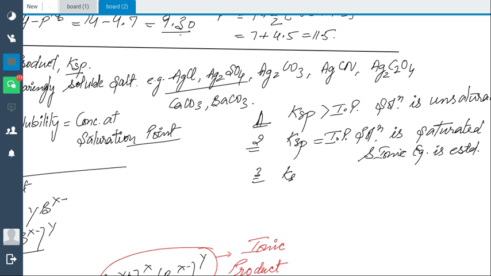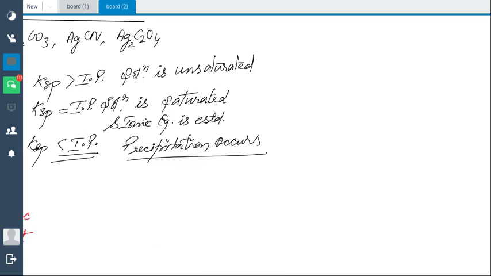Third case, Ksp is lesser than ionic product. So precipitation occurs over here because the ionic product is more. I will discuss about this thing in details, but in the next class, because now I have to take some doubts also. Okay.